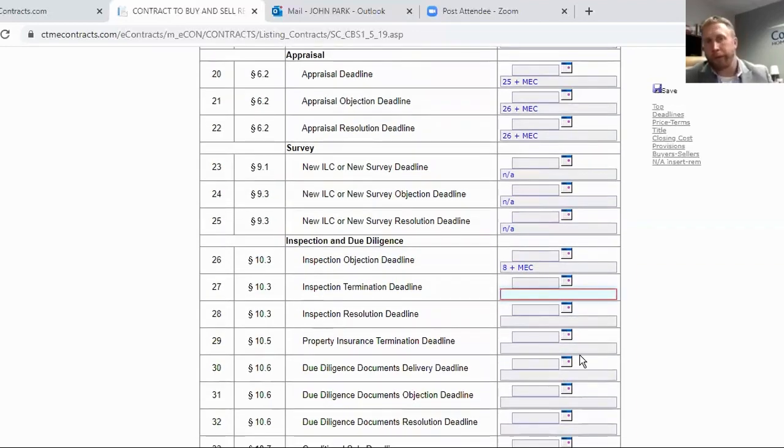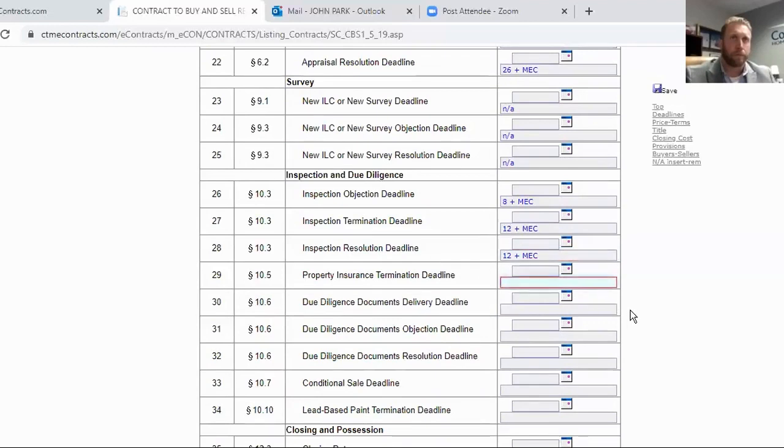Again, 10 to 14 days, depending on how tight your inspection objection deadline is. So I'll take the middle. Okay. Resolution. And I do the resolution on the same day as the termination day. Okay. All right. How about property insurance termination? Same day. I don't like to scatter my objections, again, for the purpose of organizing my clients.